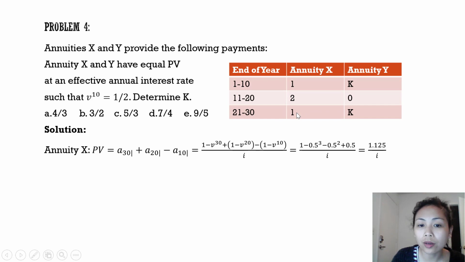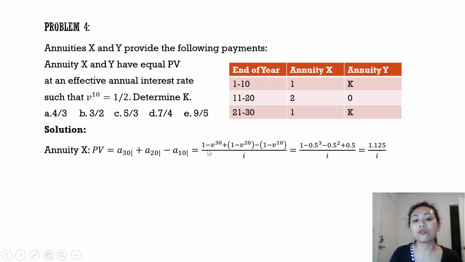The first one is 1. So we have 1 for 30 years, so we have A30. Then from 1 to 2 is an increase by 1, so we add 1 times A20. And then from 2 go back to 1, so we subtract 1 because it's decreased by 1. So this is the present value of annuity X.